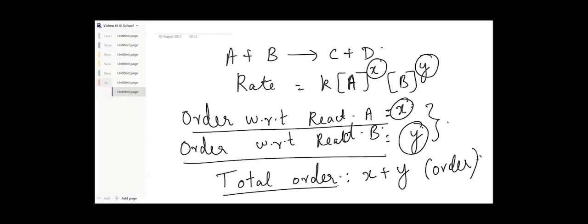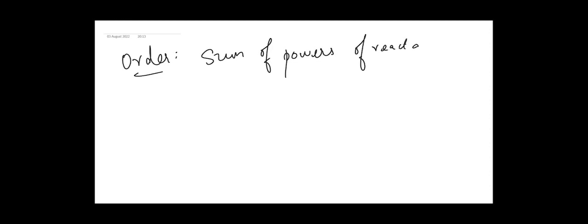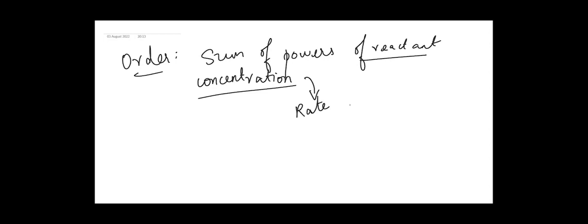Now we can redefine the order of a reaction as the sum of the powers of reactant concentration. So order is nothing but the sum of powers of reactant concentration. Reactant concentration in what? In which equation? It is nothing but the rate equation. Rate equation in the sense which we discussed in the rate law. Yes, so this is all about the order of a reaction.